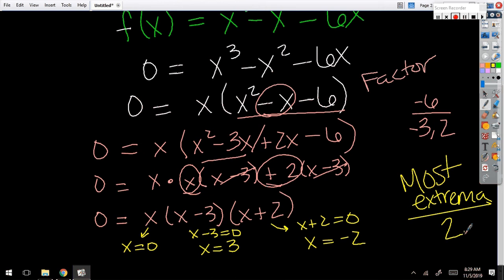The degree of the function tells us how many zeros it can have. But it can't have more than that, so it can't have more than 3 zeros. And 1 less than the degree tells us how many extrema it can have, how many maxes and mins it can have. So it can't have more than 2. And if you think about a cubic that looks something like this, it's not going to have any more than 2.